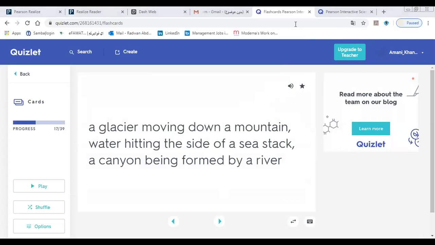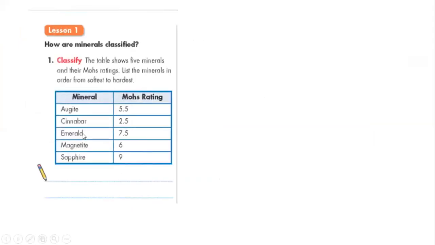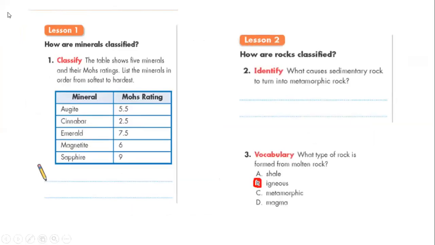Chapter review. All of you open your books and let's answer our questions in the chapter review. Who can read for us? Lesson 1, chapter 6. How are minerals classified? The table shows 5 minerals and their Mohs rating.